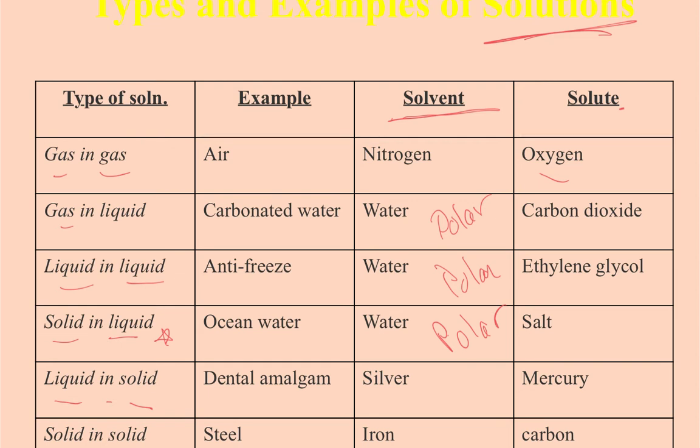And then mercury, we can dissolve that in silver. That's physically putting the liquid dissolving into a solid. We use that in making tooth fillings and such. And then a solid into a solid. So in order to get carbon, which is a solid on the periodic table in its natural state, to dissolve into another solid, iron, that creates a solution of steel.